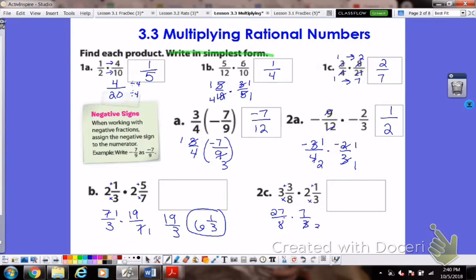Okay, so 3 goes into 27 9 times. 9 times 7 is 63. Over 8, we want to change that back into a mixed number. Well, 64 would be 8, that's too high. So it goes in 7 times. And then 8 times 7 is 56. 63 minus 56 leaves us with 7/8 remaining. So 7 7/8.